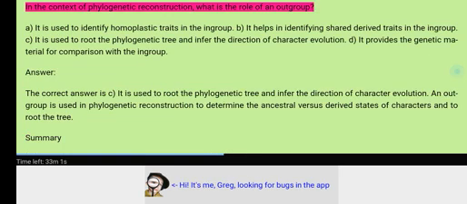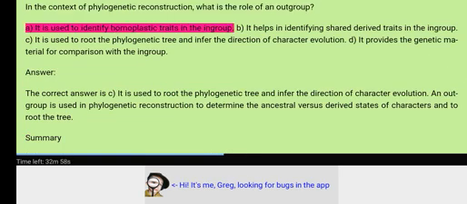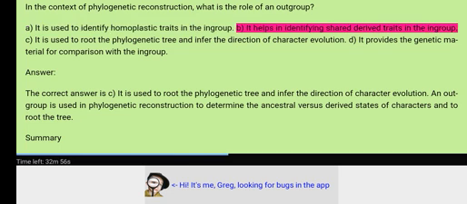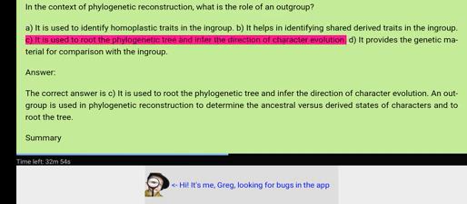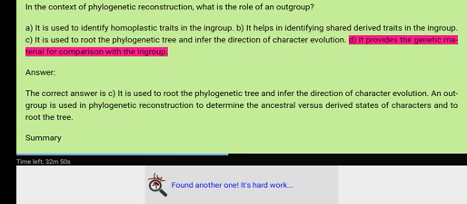Question 2, GATE 2017. In the context of phylogenetic reconstruction, what is the role of an outgroup? A. It is used to identify homoplastic traits in the in-group. B. It helps in identifying shared derived traits in the in-group. C. It is used to root the phylogenetic tree and infer the direction of character evolution. D. It provides the genetic material for comparison with the in-group.